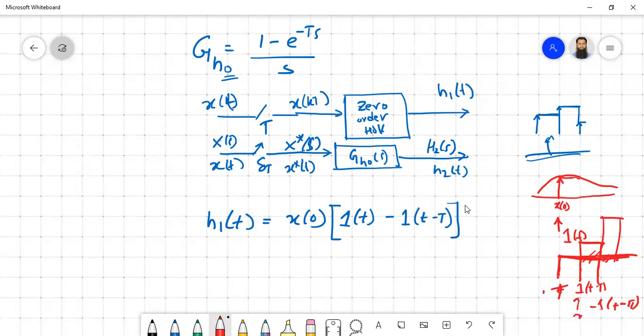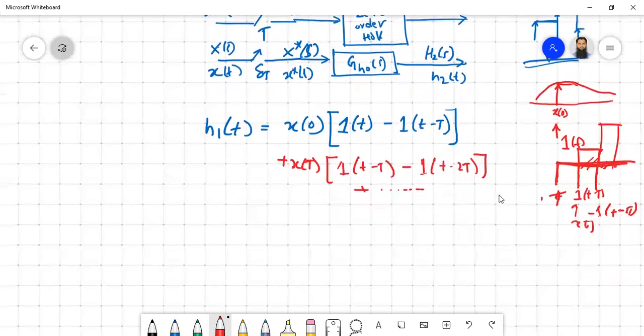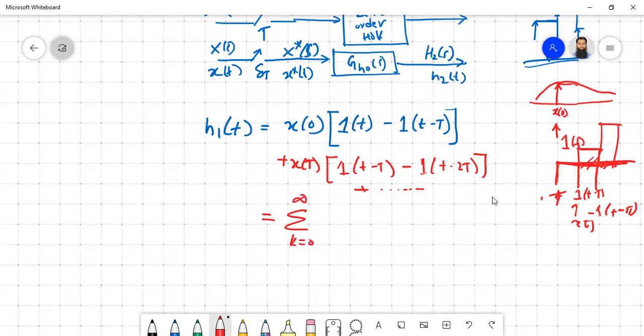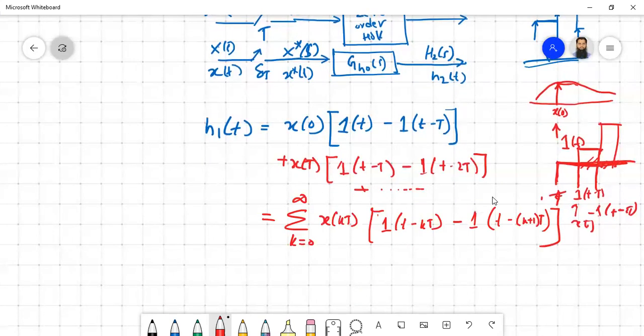And with the magnitude, definitely the next one, which is xt. As we are saying, the next one will be plus xt, the magnitude of the analog signal with the unit sample from 1t minus t to the next one, that is 1t minus twice t. And this thing will continue. So in a summation form, we can write sum over k equal to 0 to infinity of xkt, at a particular value, it will continue from that particular time instant delay. So that is 1t minus kt to the next one, that is 1t minus k plus 1t. So this is how we have to represent it.